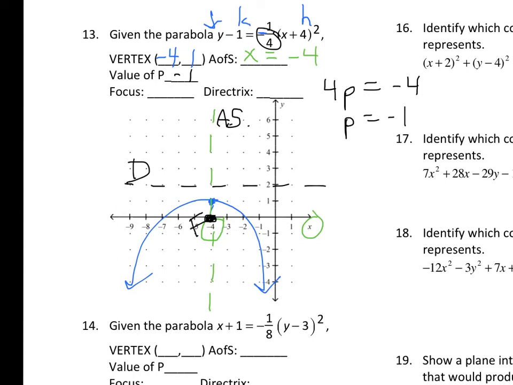We just need the coordinates of that focus. So this black dot right here is back 4 and 0 up. The equation for the directrix, see that black dashed line? It's going through 2 on the y-axis. That's our equation. Y equals 2.